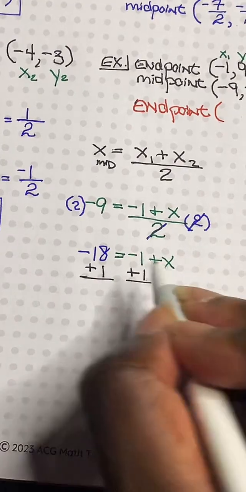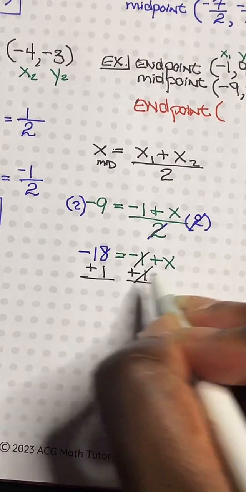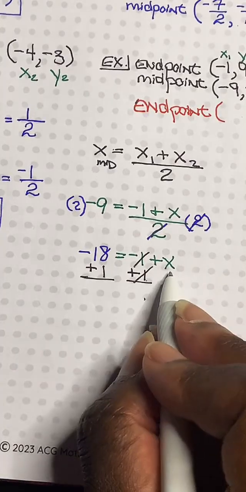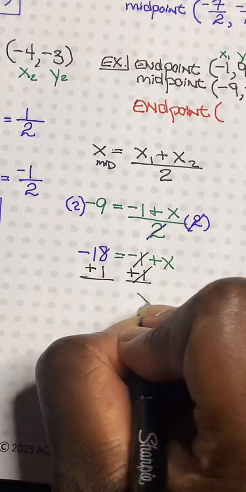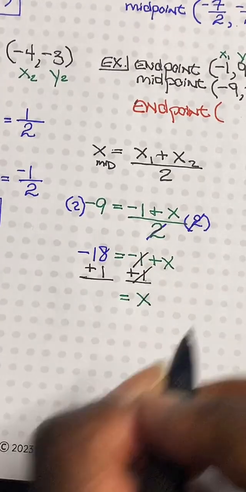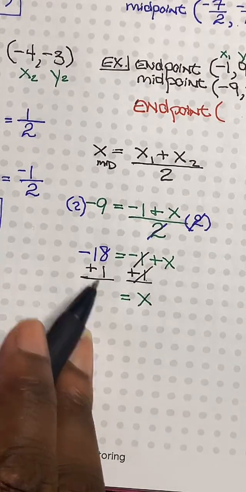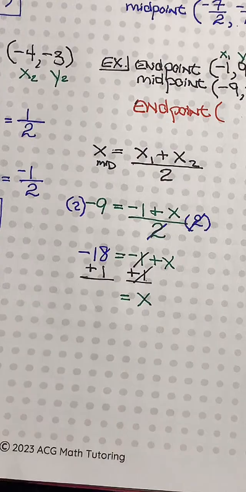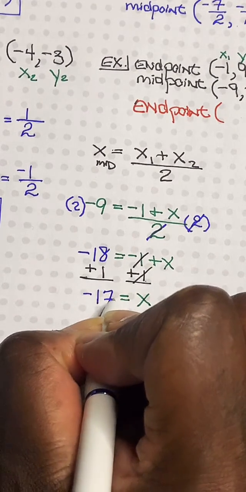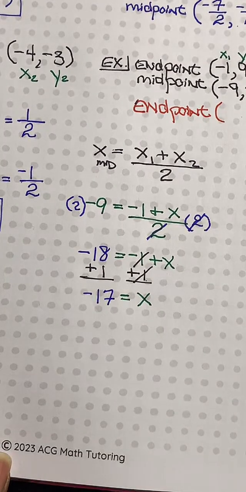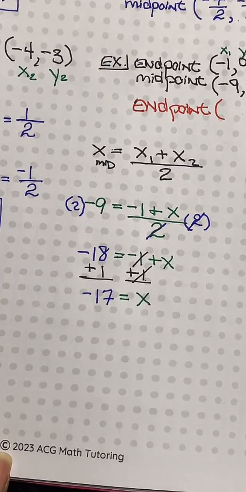-1 plus 1 gives me 0. And I don't need to write the 0 because I still have that x that needs to come down. Okay, so now, -18 plus 1, there you go. Angela, good. Miss Strawberry, good. Maggie, good.